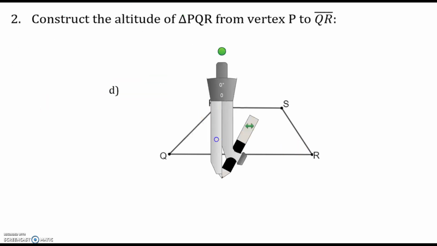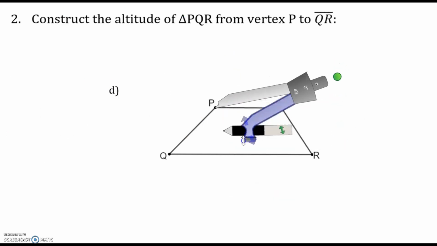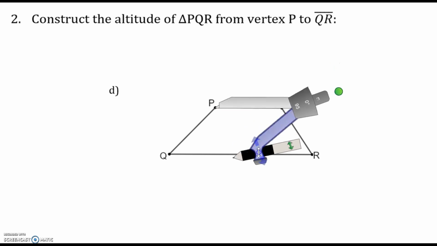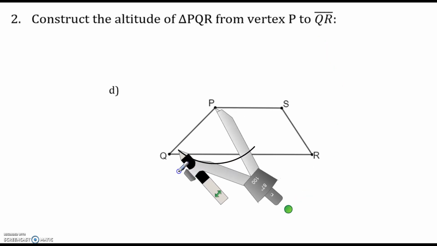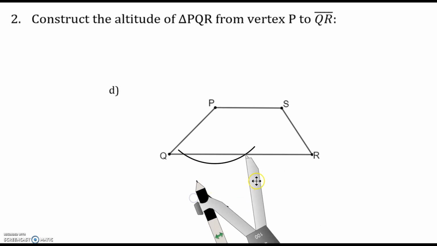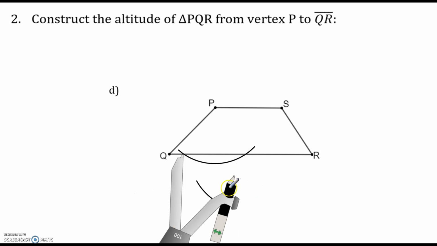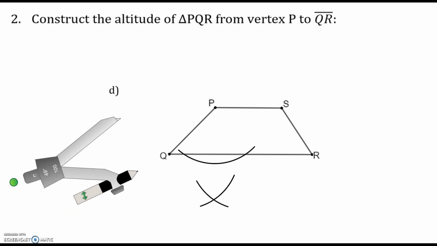So all the same steps, going from the vertex that they tell us, from P and then to QR, and the same thing as before, we want it to cross QR twice, and then we're going to move our compass so that it's on each intersection and create 2 more arcs. And then when I connect those arcs, that intersection back up to P, you have an altitude inside of your trapezoid as well. And that can be done from either vertex P or S.